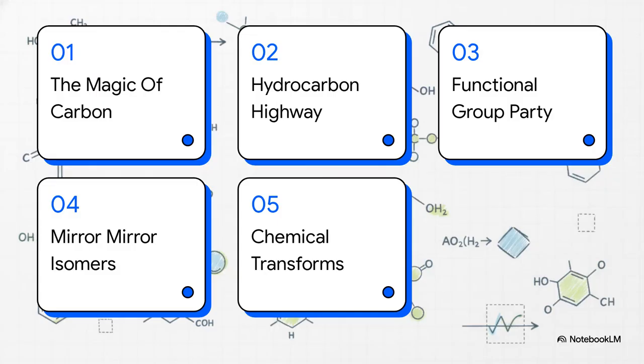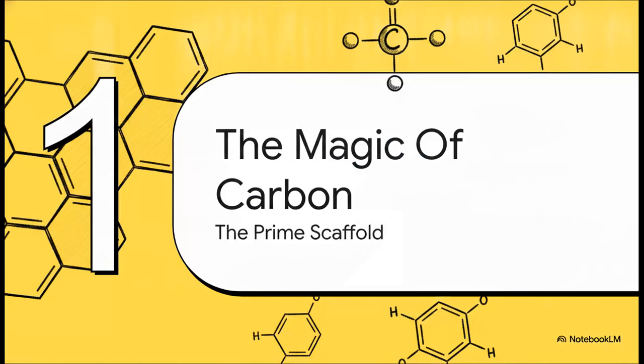Okay, here is our roadmap for today. We've got a 5-step journey, starting with the magic of carbon, then cruising down the hydrocarbon highway. After that, we'll crash a functional group party, take a look through the looking glass at isomers, and finally, wrap up with chemical transformations. So, starting at our macroscopic foundation, Section 1, the magic of carbon.